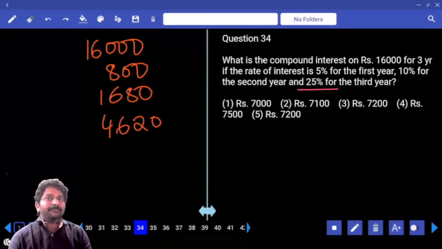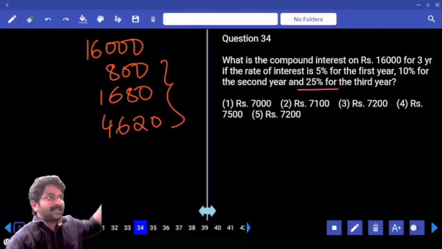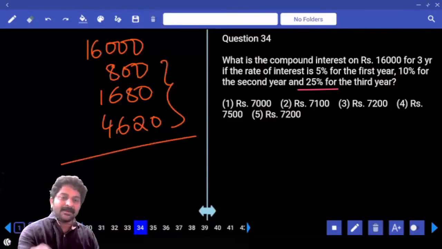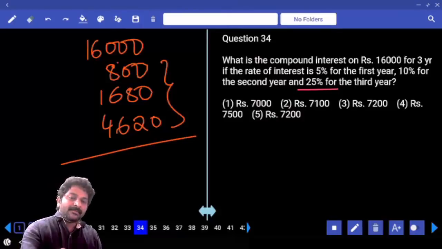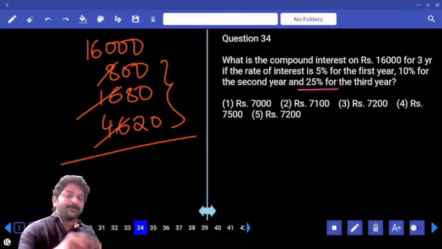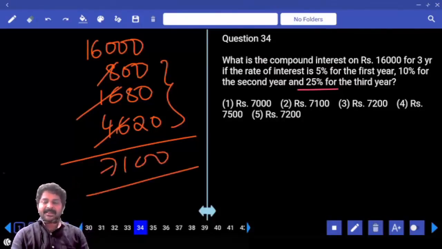Now, what is your question? Is it about interest or the amount? Interest. Interest in the sense, these three only, right? First year interest, second year interest, third year interest. Got the point? Yes, come on. 46 plus 16. 62 plus 8. 70. 80, 20, 100. That is 7,100. Second option answer.